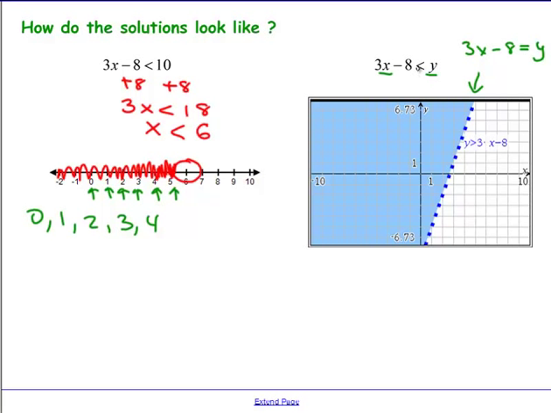And then because this is less than, it's very similar to having an open circle. So here we have an open circle. Now here, with 2 variables, if we don't want to include points that are on the line, meaning we don't want to have points where 3x minus 8 is actually equal to y, I'm going to make this dashed to say that none of the points on the line are actually solutions.